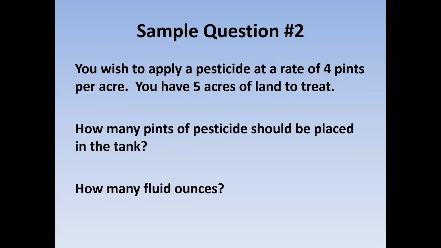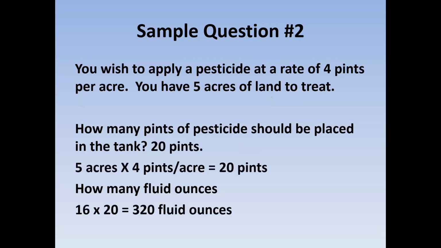Okay, sample question 2. If you wish to spray a pesticide at a rate of 4 pints per acre, and you have 5 acres of land to treat, how many pints of pesticide should be placed in the tank? The answer to that is 20 pints, or 320 fluid ounces.